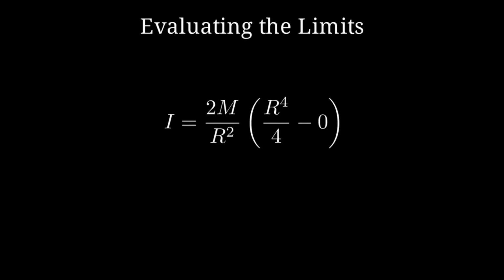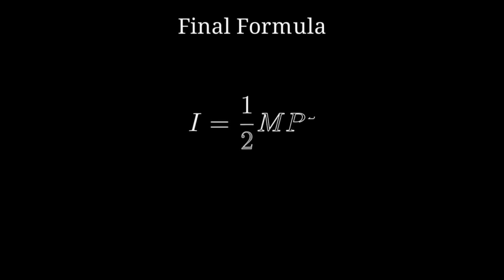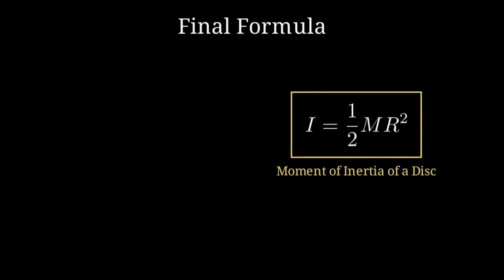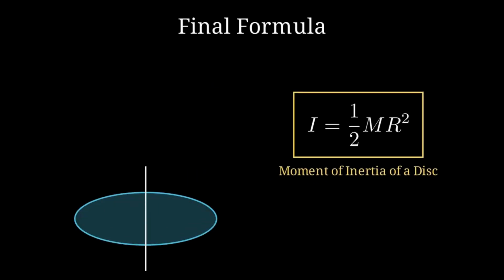When we multiply this by our constants, the R terms and the coefficient simplify significantly. The final result is I equals 1/2 M R squared. This represents the rotational inertia of a uniform disk about its central axis.